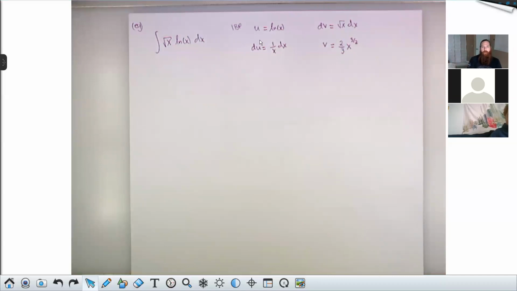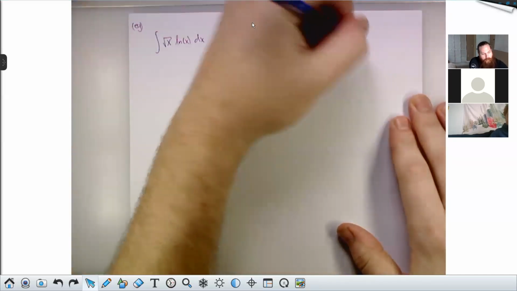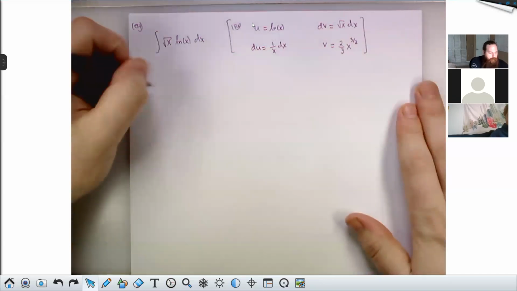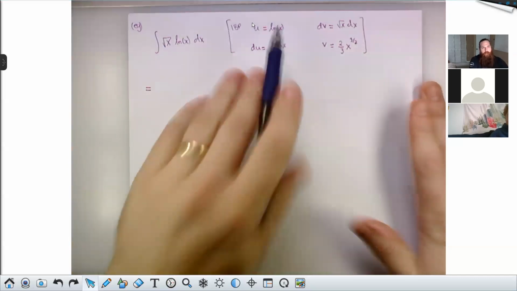Any questions on how I filled out my IBP table? On how I chose u and dv, and how I calculated du and v? Okay, so now my step 2 is just plug everything into the IBP formula. The integral of u times dv.